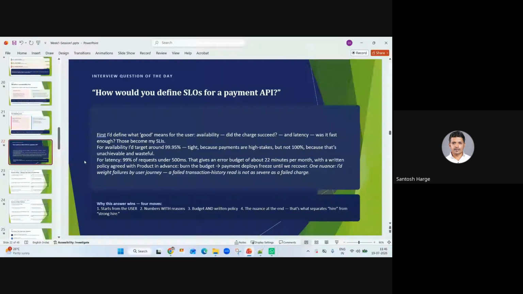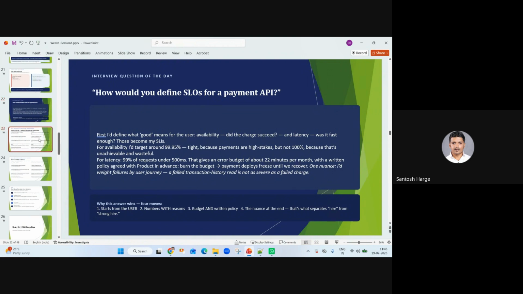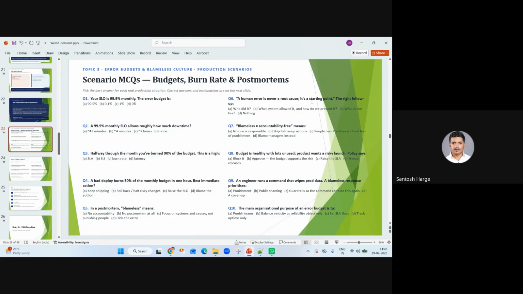Okay, fine. I think we are done with this session topic. As we are following the same pattern, there are MCQs on error budgets, burn rate, and postmortem. There are 10 quick questions that we have. Hope you are able to see it. If you want me to increase the font, let me know. You can go through it quickly. In 5 minutes, we will discuss the answers and move on to the next session.